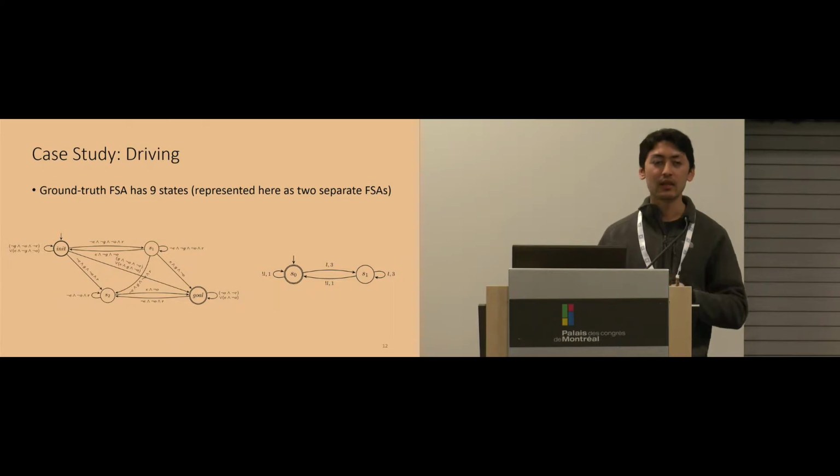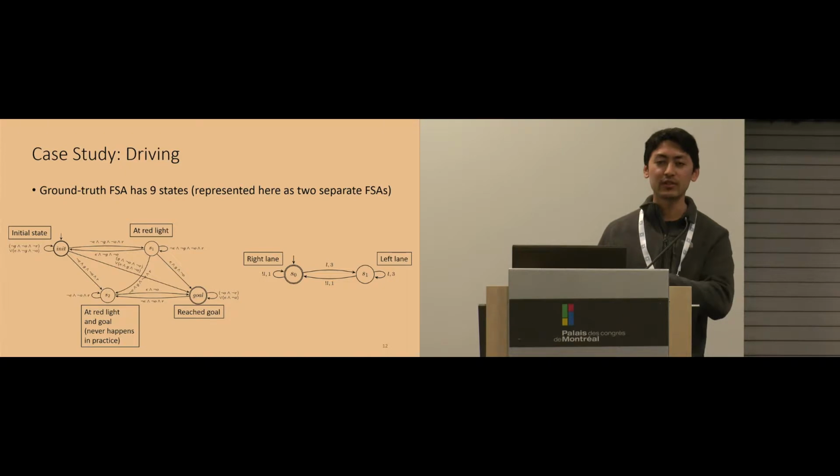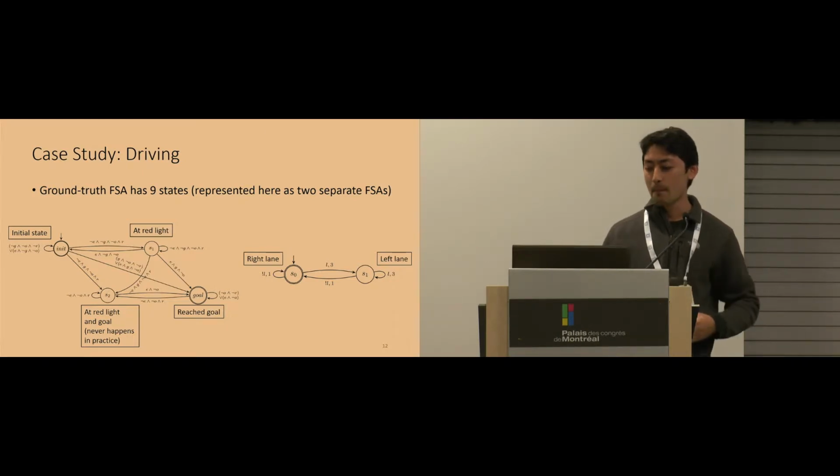So we assume that the expert is following some sort of controller, like a finite state machine controller, such as this one here. This is the initial state, this is a state at a red light, this is the reached goal state, this is a state that's unused in practice, which is at the red light and the goal. And then you have a right lane state and a left lane state. This is a single FSA that we just split into two to make it easier to understand what's going on. We assume that the expert is following this FSA, and this is what we want to learn.